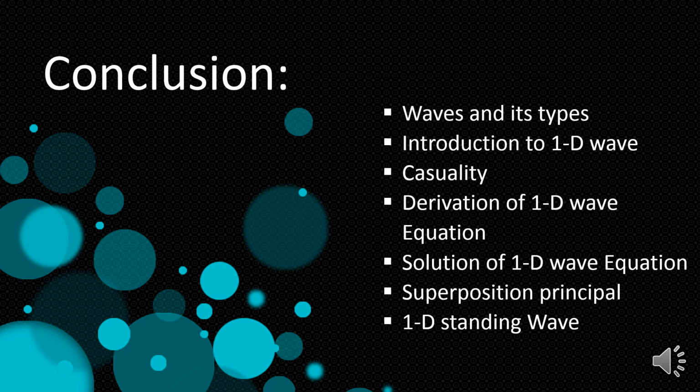Then we derived the one-dimensional wave equation. Later on we found the solution of the one-dimensional wave equation, and we further derived that the one-dimensional wave equation may have two directions, either the positive direction or the negative direction. So we introduced the superposition principle. After the superposition principle, we studied one-dimensional standing waves. They are stationary waves.